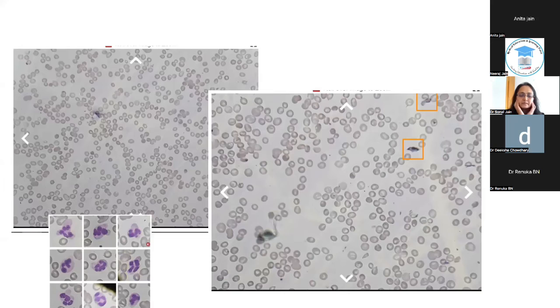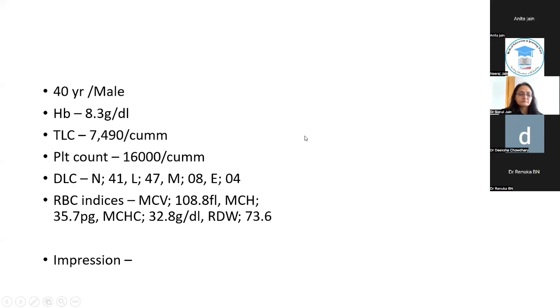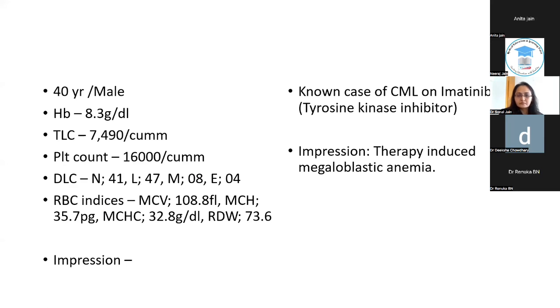Just have a look at this. A macrocytic, more macrocytic, neatly macrocytic than the previous case. And you see these hypersegmented neutrophils. This patient was a patient of CML who was on treatment. So this is a therapy-induced megaloblastic anemia. So nothing needs to be done for this patient by the doctor.